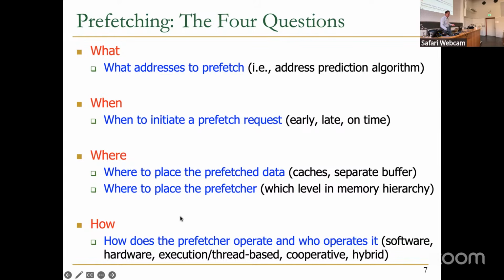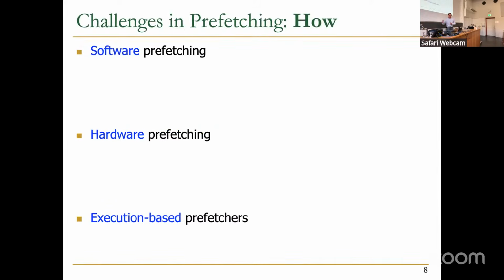Okay, and then how? Today we're going to start with how. How does the prefetcher operate and who operates it, basically? And we're going to look at different methods of doing that. Okay, what's how? Essentially, there are 3 major ways of approaching prefetching. One is software, the other is hardware, and the other is execution-based prefetching.